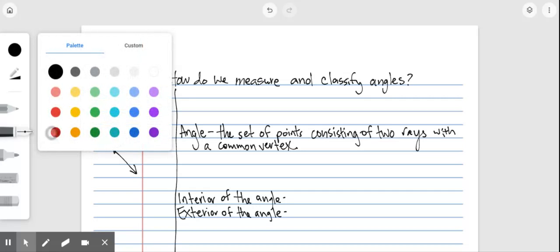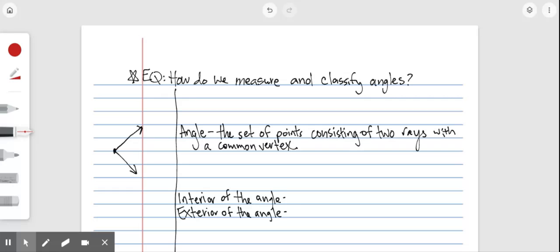When you have an angle, you've got different pieces of the angle. So the rays that make up the angle are called the sides of the angle. Sides. And the shared endpoint is called a vertex. Okay. And the vertex usually has a name, and there are lots of different ways to name an angle. And I'll go over that right after I talk about interior and exterior.